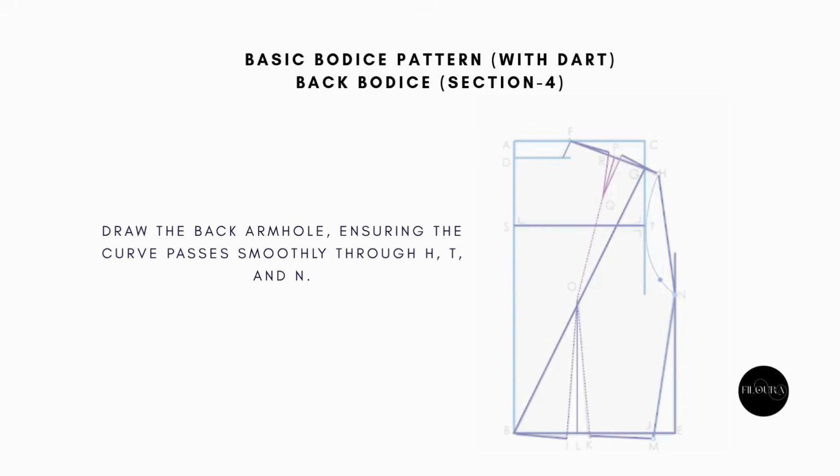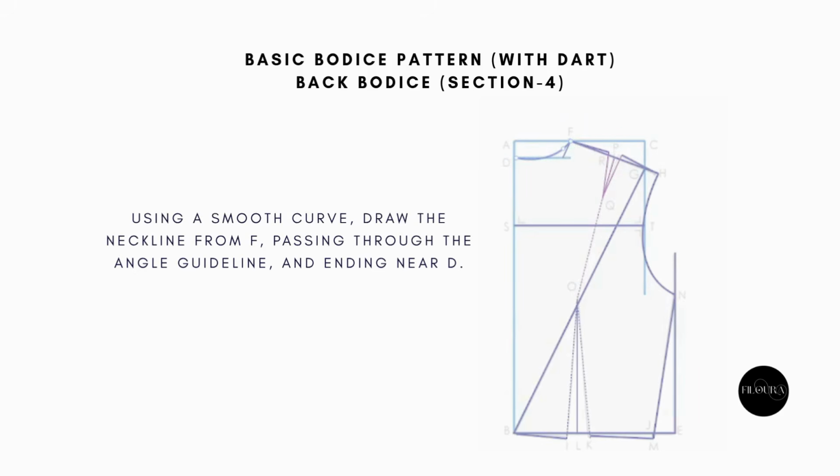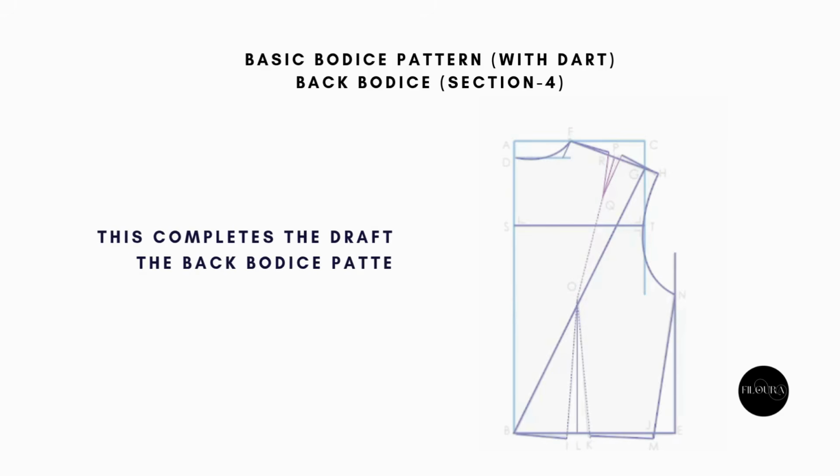Now, using a French curve, draw the back armhole, ensuring that the curve passes smoothly through H, T, and N. The armhole should extend exactly at the squared guide. Next, draw the back neckline. Using a French curve, draw a neckline from F, passing through the angle guideline and ending near D. Now, this completes the drafting of the back bodice pattern.